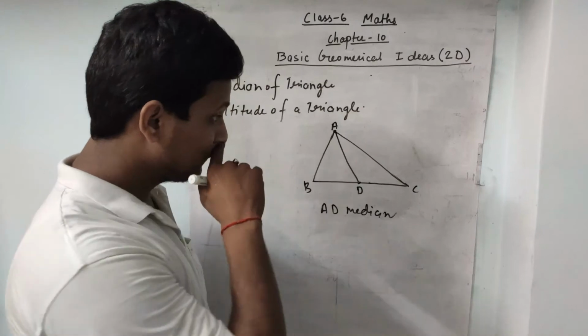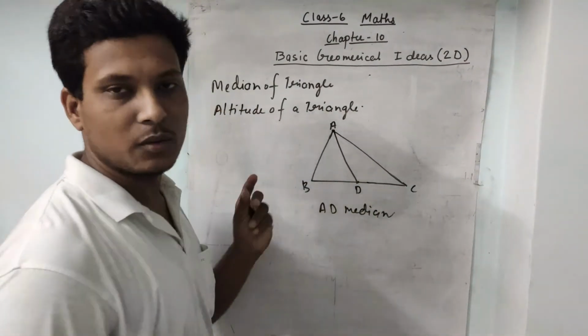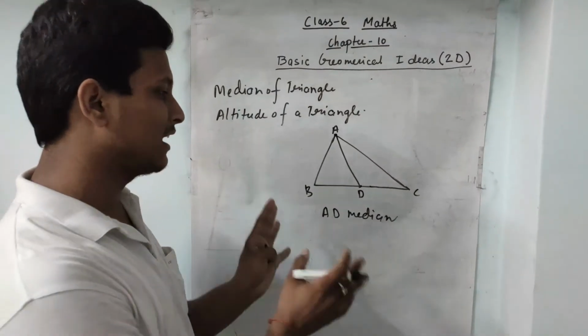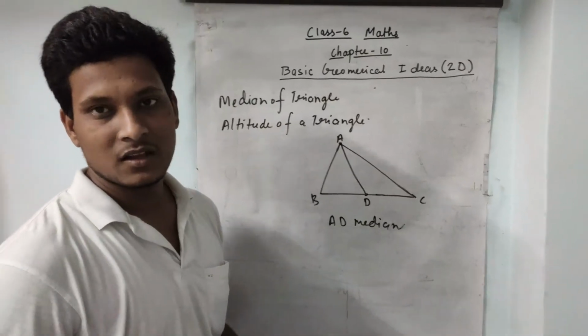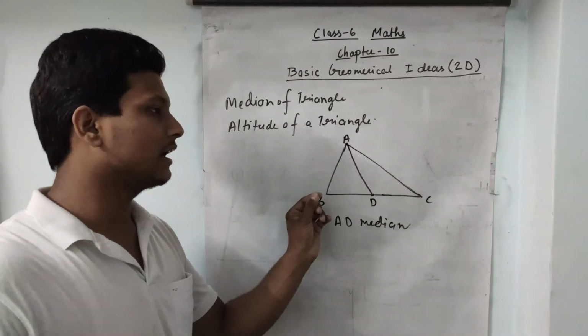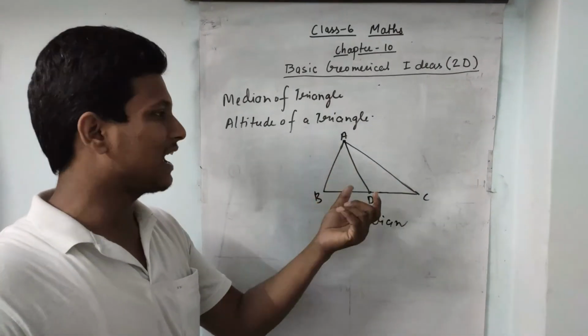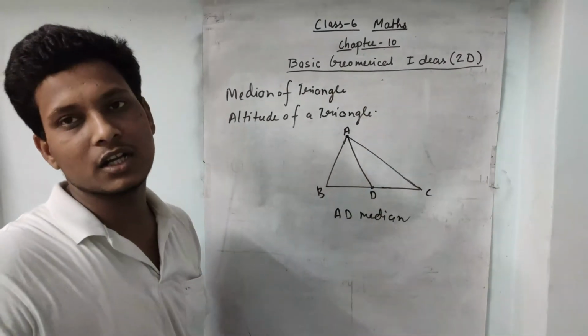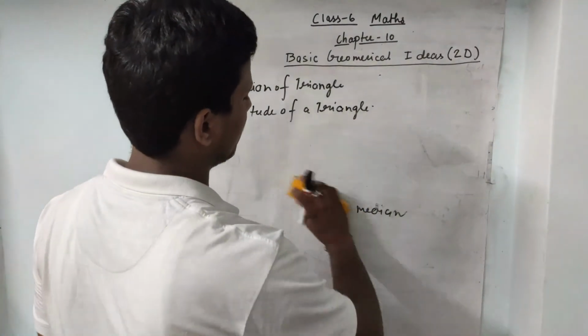Okay, so we can make three medians, one from point B and one from point C. From each vertex of the triangle we can draw a median. So what do we mean by median? Median means we take a point and the middle point of the opposite side. If we join these two points, then it is called the median of the triangle.